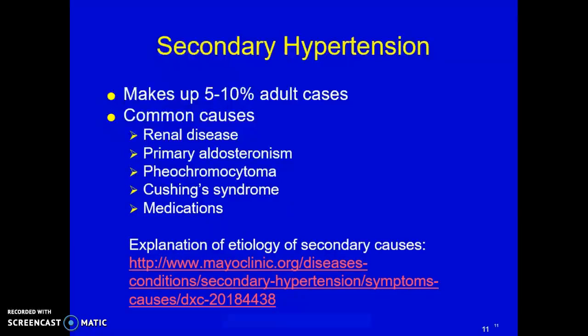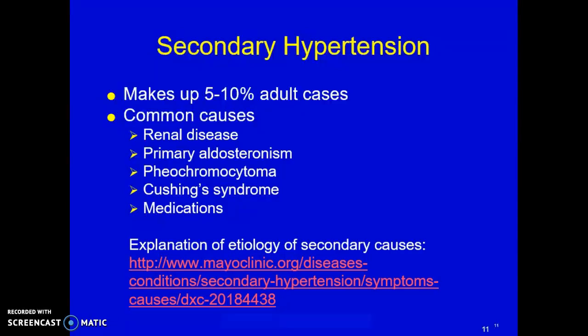Secondary hypertension, I mentioned before, makes up about 5 to 10% of adult cases. These are some of the common causes that you will see. And what it means by secondary hypertension is that they have a chronic disease like renal disease, and the problems related to the circulation that are created because of the kidney disease then cause them to have hypertension. And that's because you have a renal artery there that affects overall hypertension.